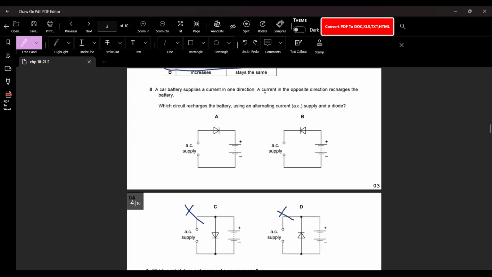Now it has given us a hint that in the opposite direction the battery recharges. So the diode must be connected in the opposite direction to the battery. With the battery, only option A is connected in the opposite direction. So A would be the right option.